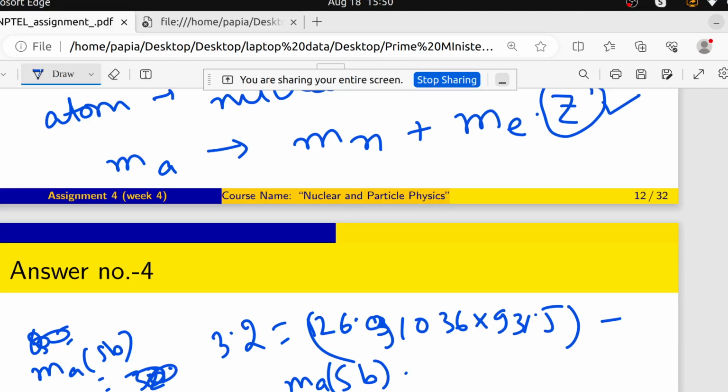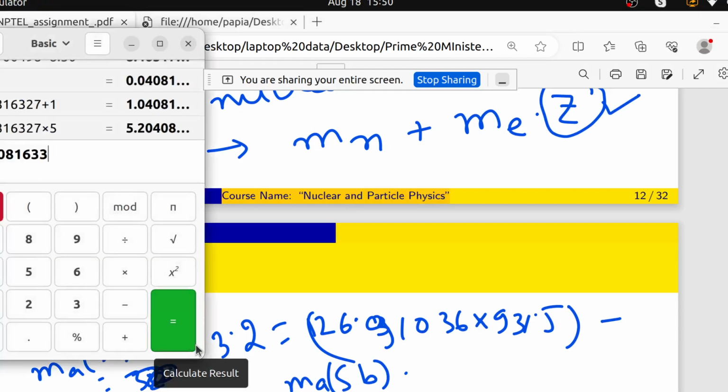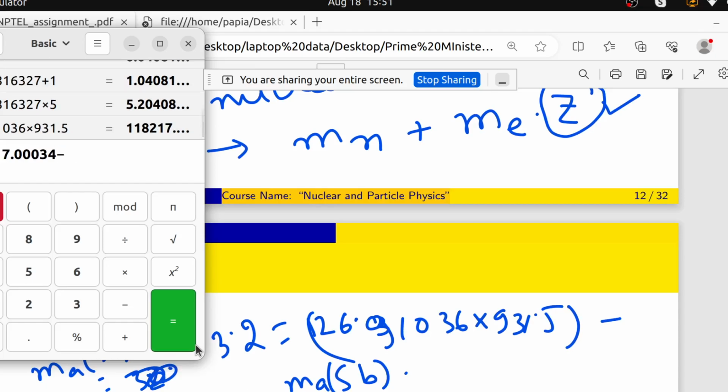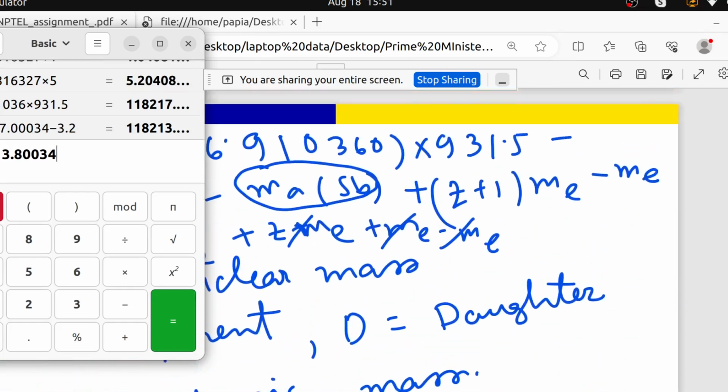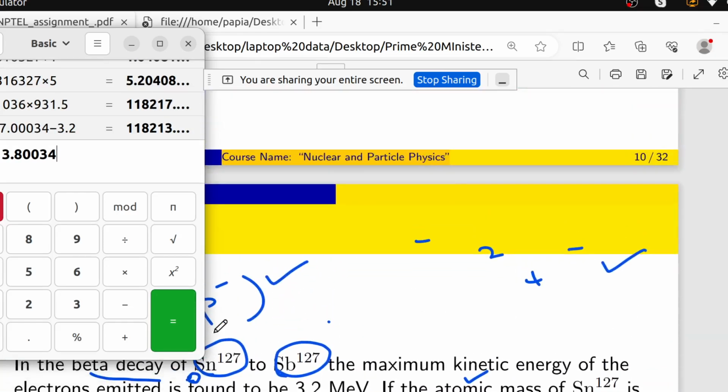So if I just calculate a little bit, let's say I am calculating here 126.91036 into 931.5, this minus 3.2. This will be in MeV. Now you can see here the result is in unit, so that means that should be divided by 931.5.